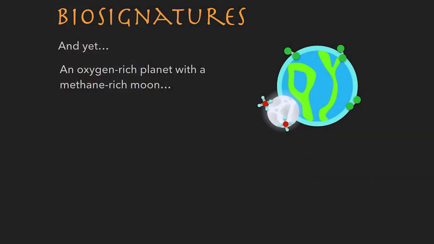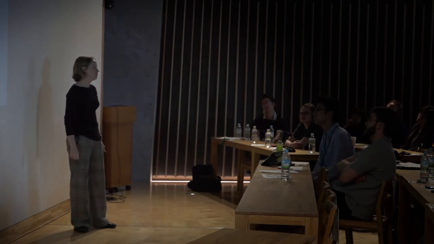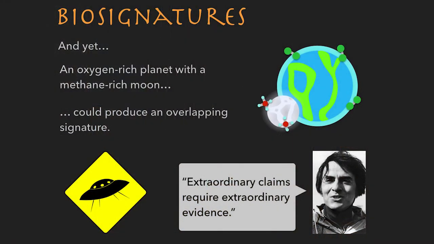But you could imagine a system where you might have, say, a planet with this tenuous oxygen atmosphere produced by light, and maybe a moon with a methane atmosphere. And the signatures might overlap. So we would think we were seeing one body with both oxygen and methane, but actually there were two that were very close together. So the bottom line is, when we start looking for alien life, we're going to have to be very cautious. And as Carl Sagan said, extraordinary claims require extraordinary evidence. So I think our next generation of telescopes will find evidence that could be life, but we should expect to spend many decades arguing over whether it actually is.